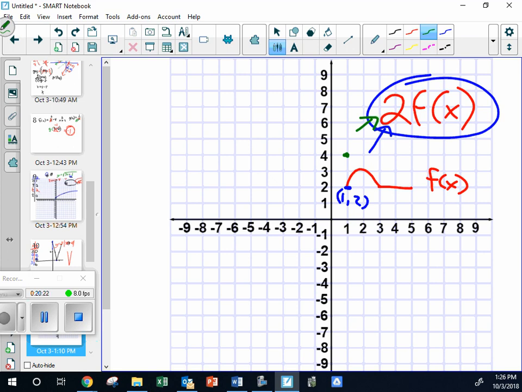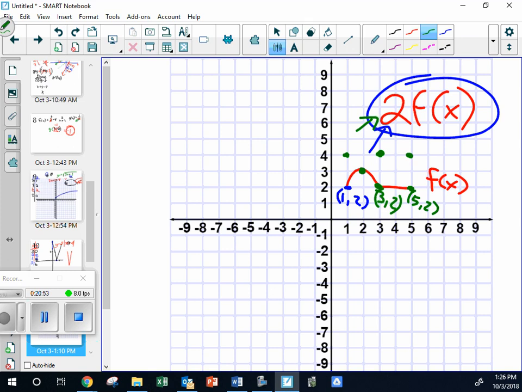Okay, how about this point right here? That used to be the point 3 comma 2. What part changes, the x or the y? The y, and it now is going to be 3 comma 4, right there. And this point, which used to be the point 5 comma 2, now has changed to 5 comma 4. And then how about the top of the hat? Where did the top of the hat used to be?